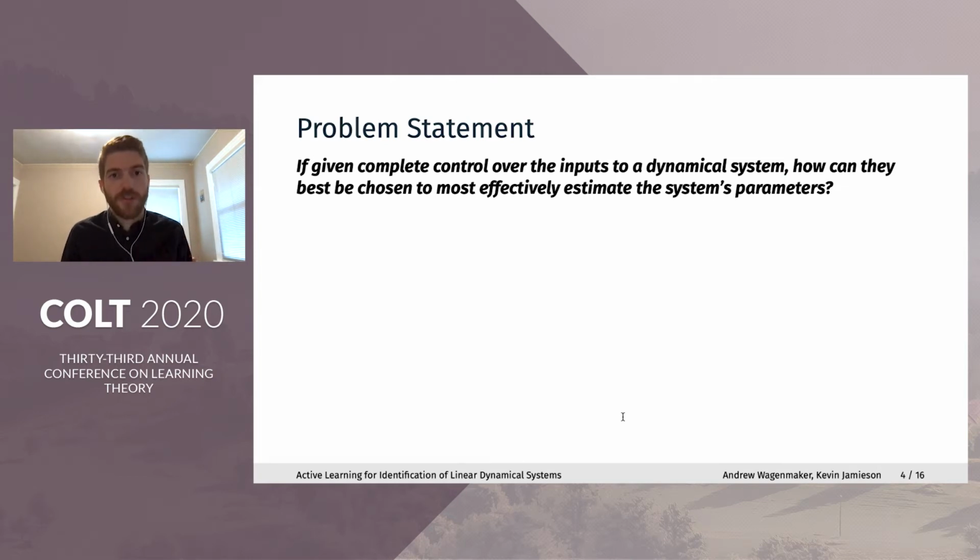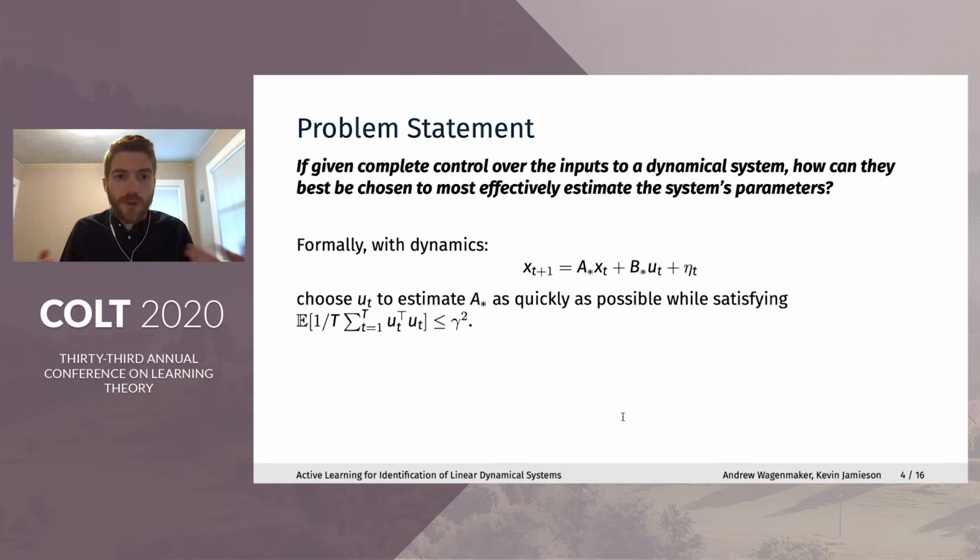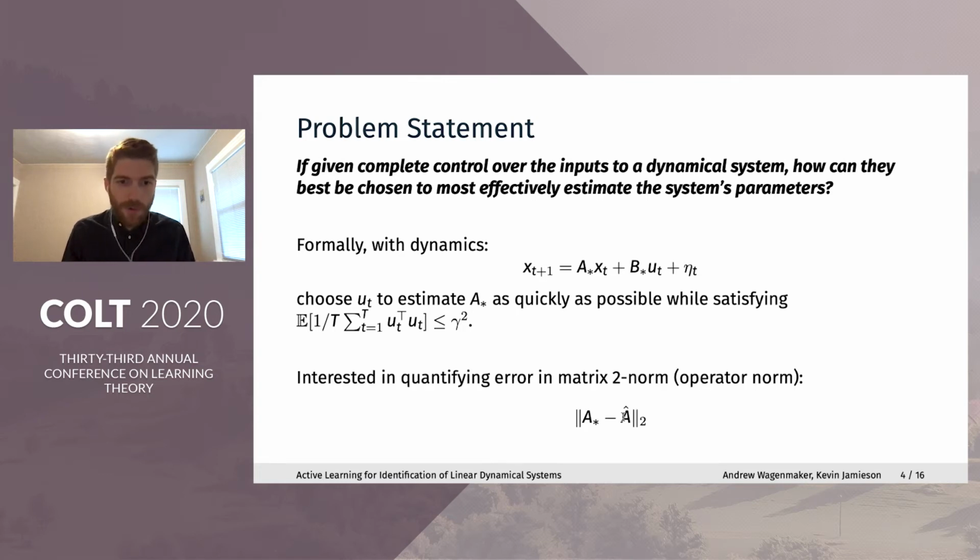If you're given complete control over the inputs to a dynamical system, how can they best be chosen to most effectively estimate the system's parameters? So we're going to be doing system identification, but we want to do it in an active way. And so more formally, we can pose it as this problem. Given our linear dynamics, which we already stated, how do we choose u_t to estimate A* as quickly as possible while satisfying some power constraint on the input? We have this power constraint just to ensure we can't make the signal-to-noise ratio arbitrarily large. And in this paper, we're going to be interested in quantifying the error in the matrix 2 norm, the operator norm.